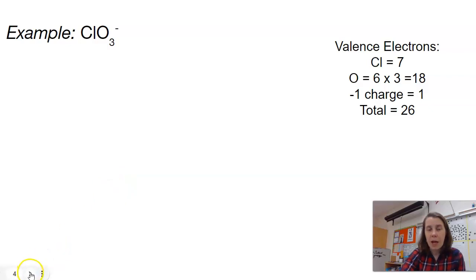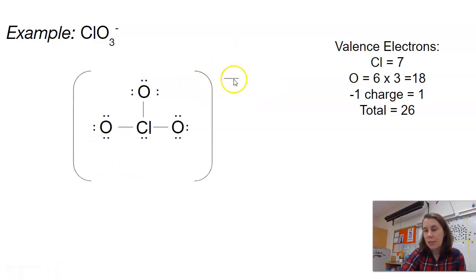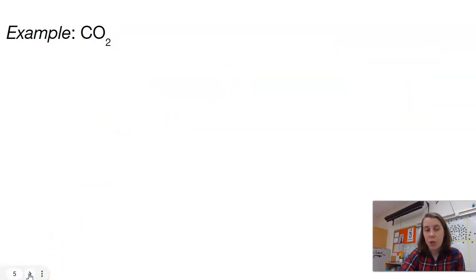In this case, chlorine is less electronegative than oxygen, so it will go in the middle. Then we'll put our 3 oxygens around it and make our 3 bonds. That is 6 electrons. We have 20 left, so we'll do 6 there, 6 there is 12, 6 more is 18. Again, we have 2 left, but chlorine doesn't yet have a full octet, so that's where the last ones will go. Then the one other thing we have to do, because this is an ion, is put it in brackets and put the charge outside. Easy enough.